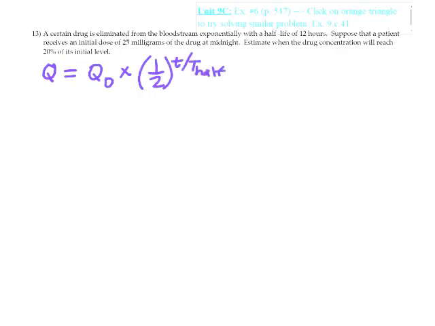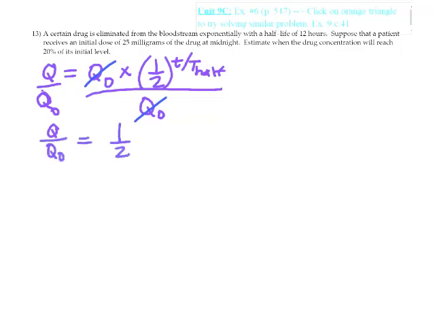So we are going to want to divide by Q naught on both sides. Q naught will cancel out on the right-hand side, and we'll be left with Q over Q naught equals 1/2 to the power of T over T/2. Because we were asked to estimate when the drug concentration will reach 20% of its initial level. Okay, so Q over Q naught is our concentration. So knowing that the concentration will reach 20% of its initial level.